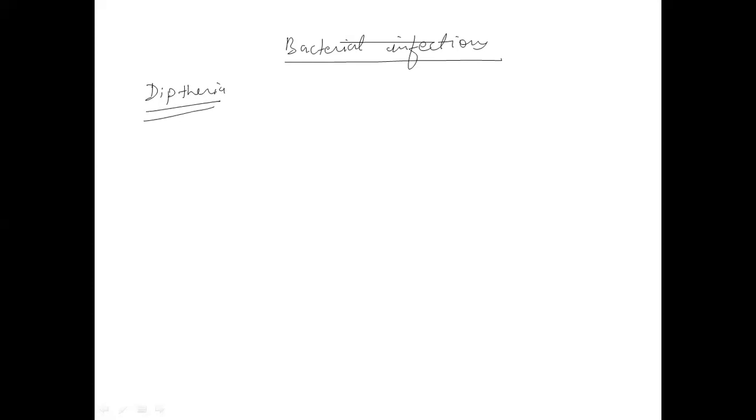So what is diphtheria? You all know it. First of all, I'll just enumerate what I'm going to discuss in this video. First is diphtheria, then actinomycosis, then sarcoidosis, then blastomycosis, then cat scratch disease, which is also called oculoglandular syndrome of Parinaud. So we will discuss these diseases in this video. First of all is diphtheria.